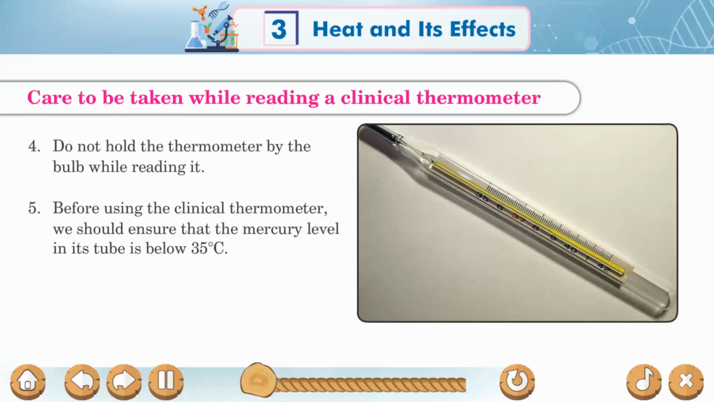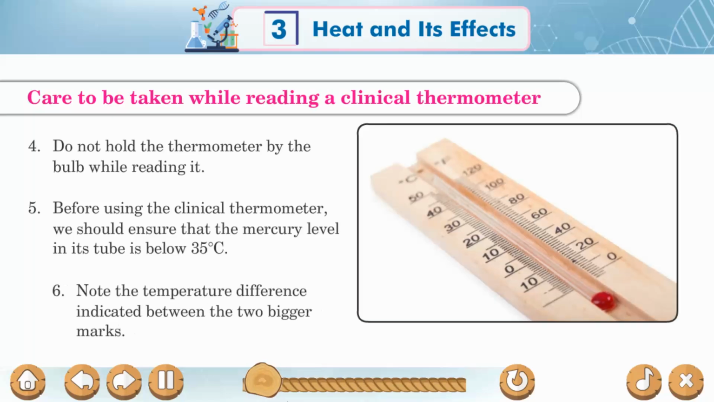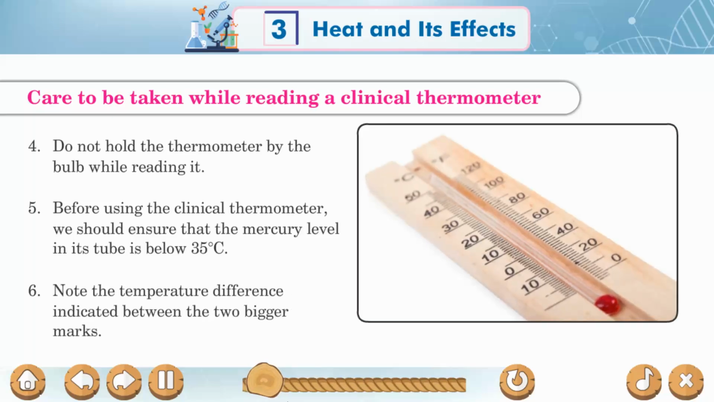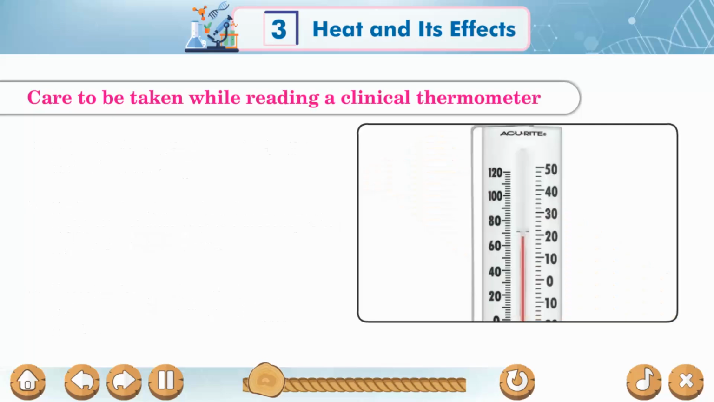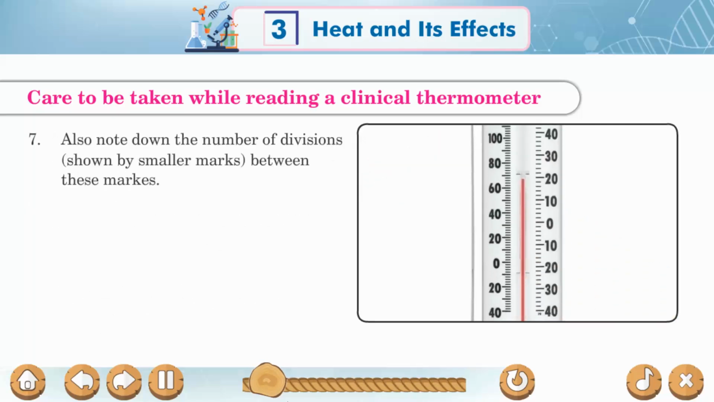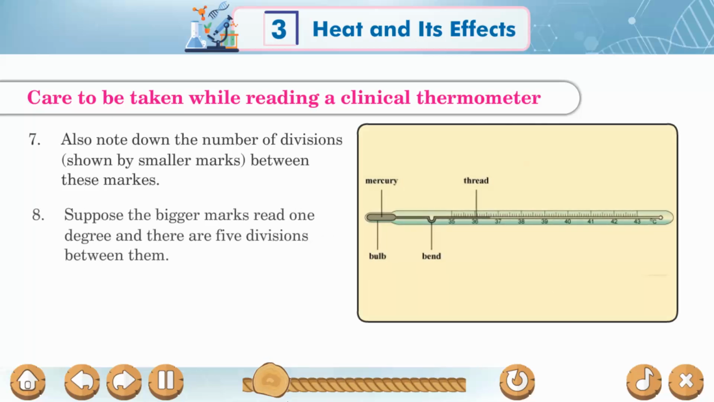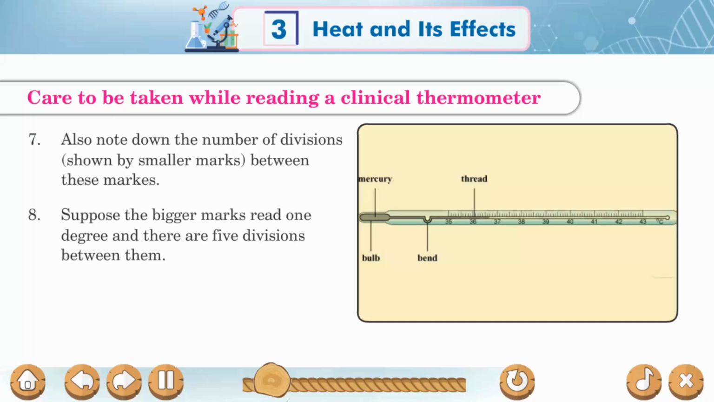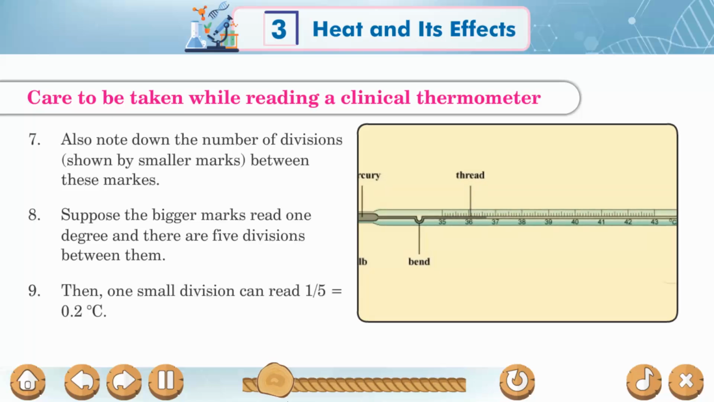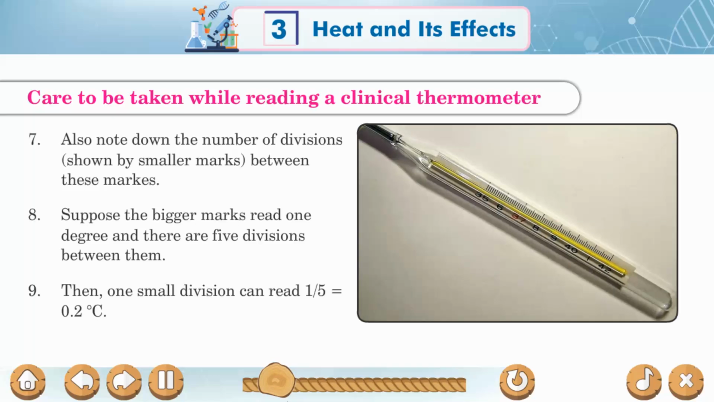5. Before using the clinical thermometer, we should ensure that the mercury level in its tube is below 35 degrees Celsius. 6. Note the temperature difference indicated between the two bigger marks. 7. Also note down the number of divisions shown by smaller marks between these marks. 8. Suppose the bigger marks read 1 degree and there are 5 divisions between them. 9. Then, one small division can read 1:5 or 1/5 equals 0.2 degrees Celsius.